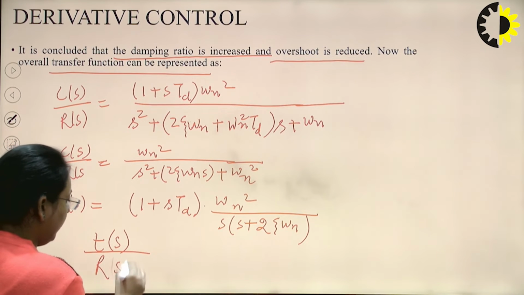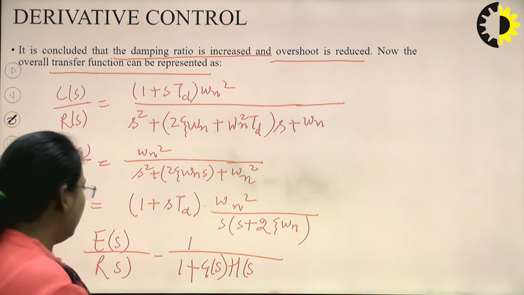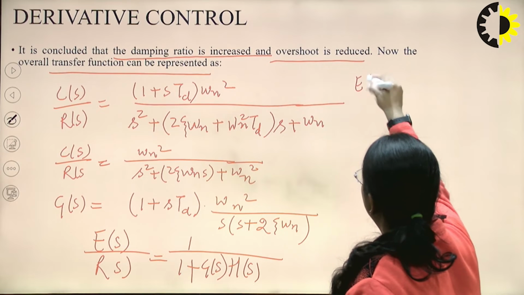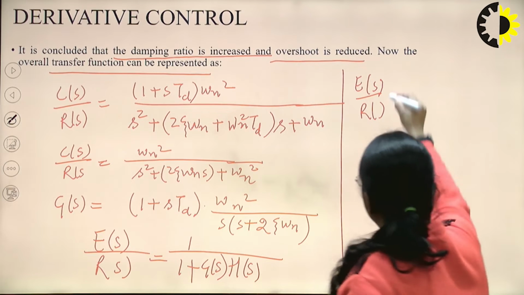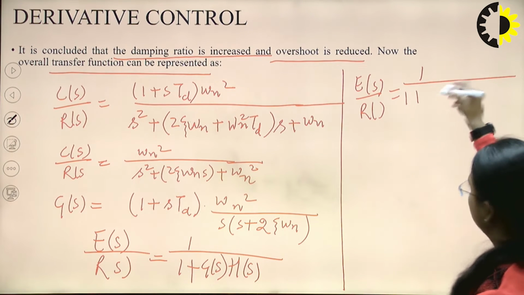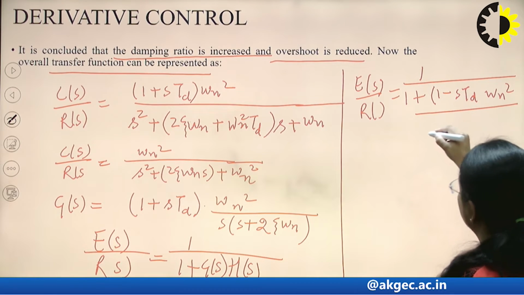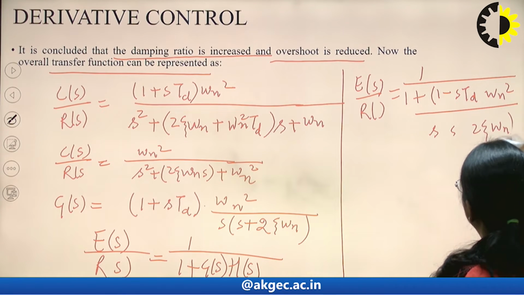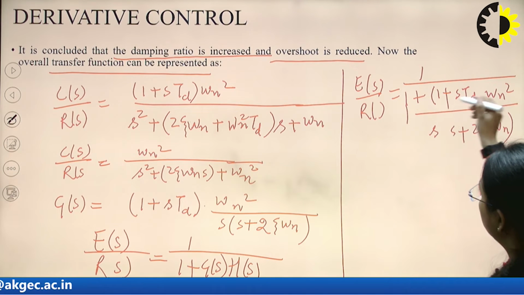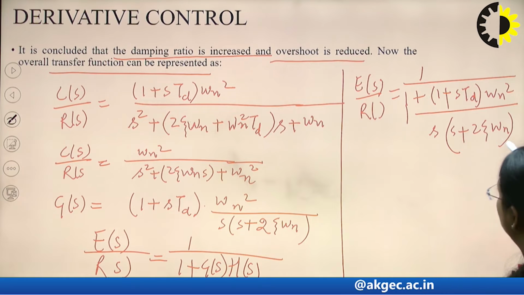E(s) upon R(s) for any second order system is 1 upon 1 plus G(s)H(s). So from here I can put the value of G(s) in this equation, and I'll get the ratio of E(s) upon R(s), which will be coming out 1 upon 1 plus (1 plus STd) into omega n square upon s into s plus 2 zeta omega n, right?